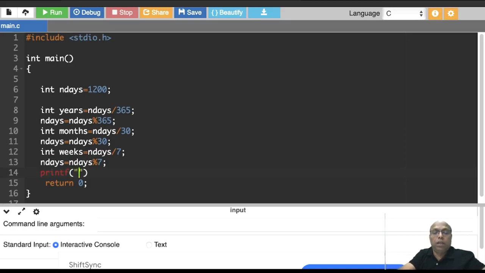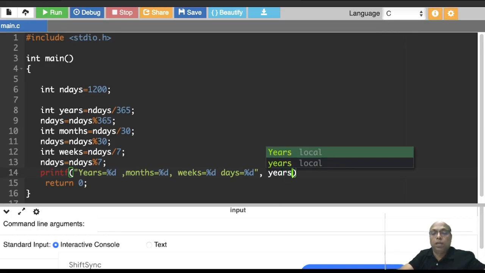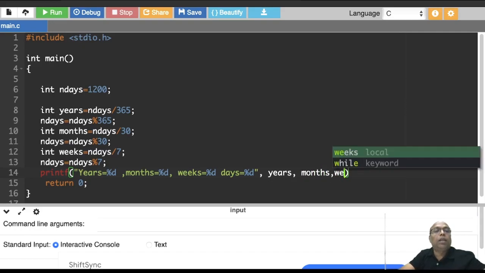Printf, years is equal to percentage D, months is equal to percentage D, weeks is equal to, if you want you can put a comma, weeks is equal to percentage D, and days is equal to percentage D. Now here, years, comma, the variable names are months, comma, weeks, comma, and days.